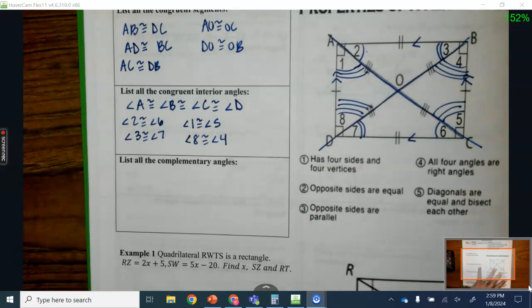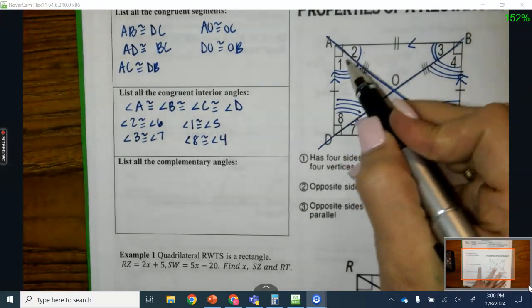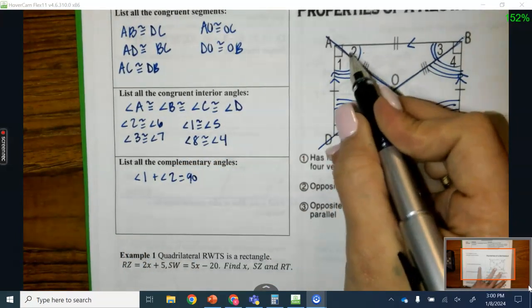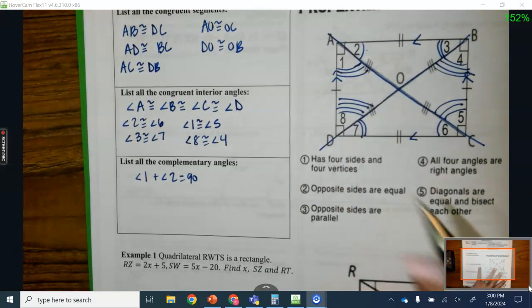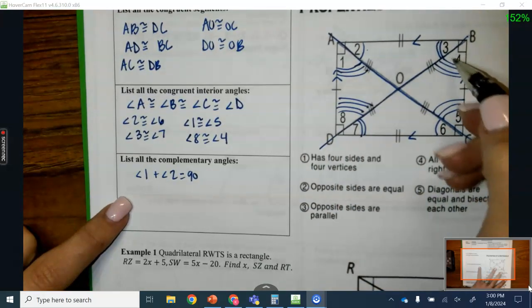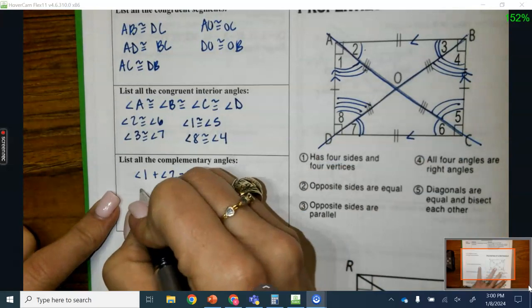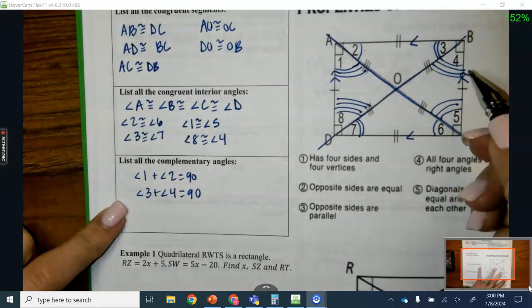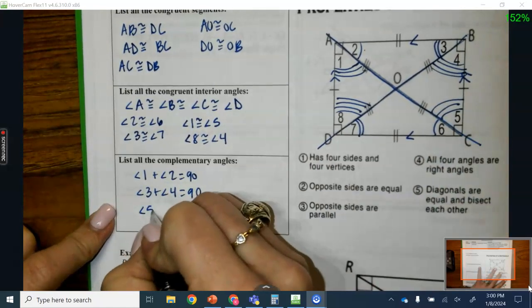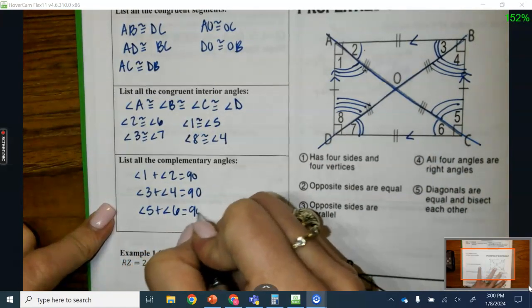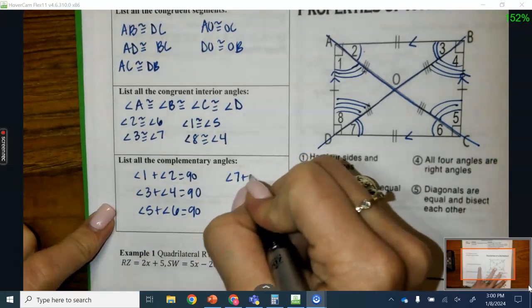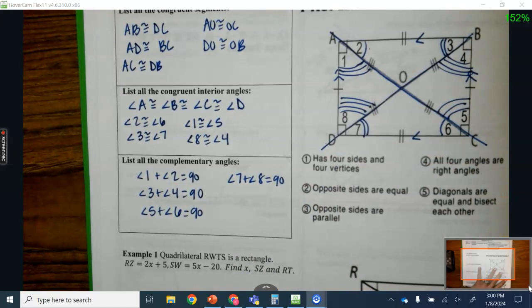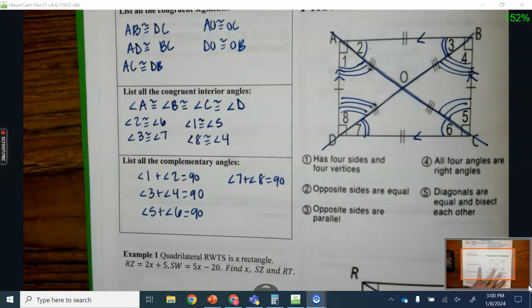Complementary angles: angle 1 plus angle 2 is equal to 90. These two angles form the right angle at A. Angles 3 and 4 add together to equal 90. They form the right angle at B. Angles 5 and 6 are complementary, they add together to equal 90. And then 7 and 8 are complementary, they add together to equal 90. Remember, complementary means adds to 90 degrees.